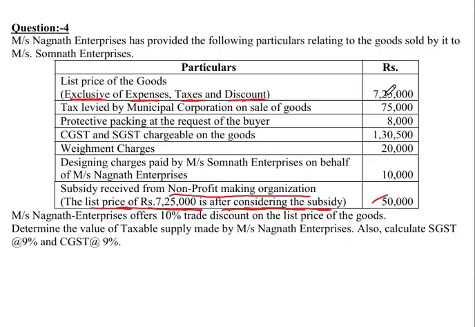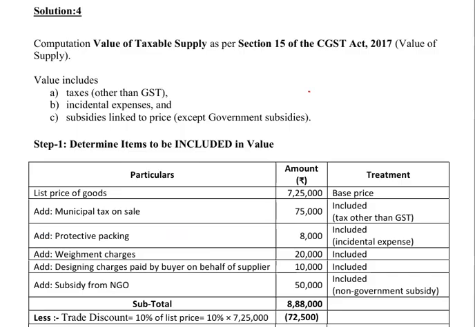Mrs. Nagnath Enterprises offers 10% trade discount on the list price. Trade discount is given on the list price of the goods. Determine the value of taxable supply made by Mrs. Nagnath Enterprises. Also calculate the SGST, that is 9%, and CGST 9%. So this is the question. Let us come to the solution part.